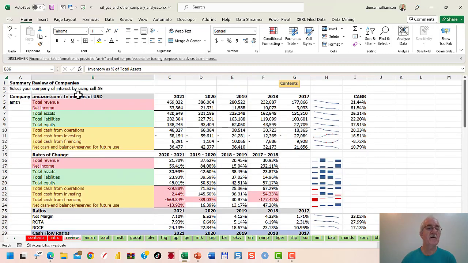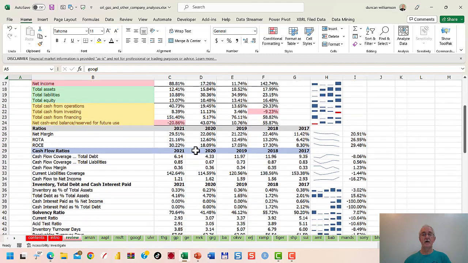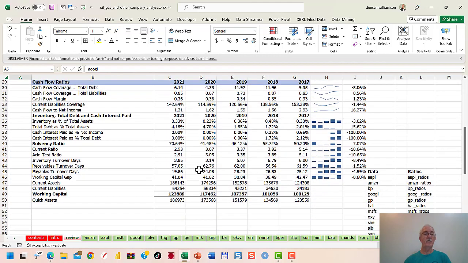It says select a company of interest by using cell C5. When you click on cell C5, there you are. It gives you a drop-down list of all the companies in this database. So if I want to look at Google Alphabet, click on Google, and in the twinkling of an eye, all of these ratios now only belong to Google.